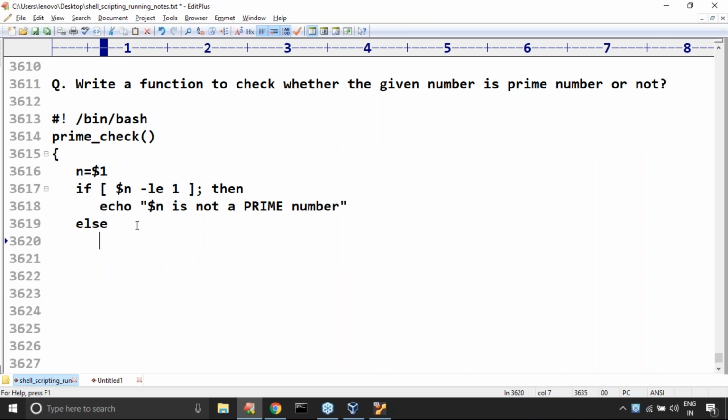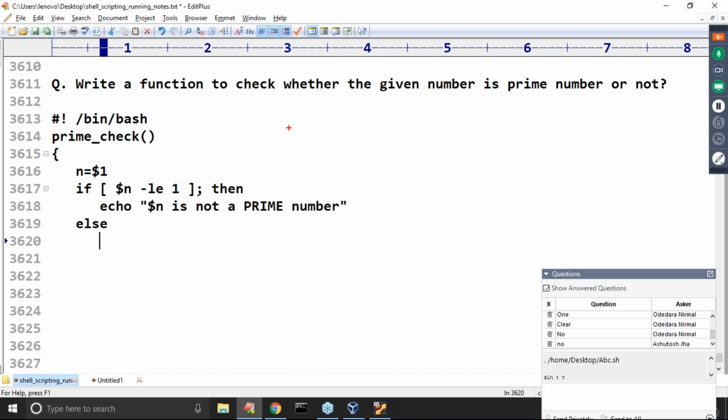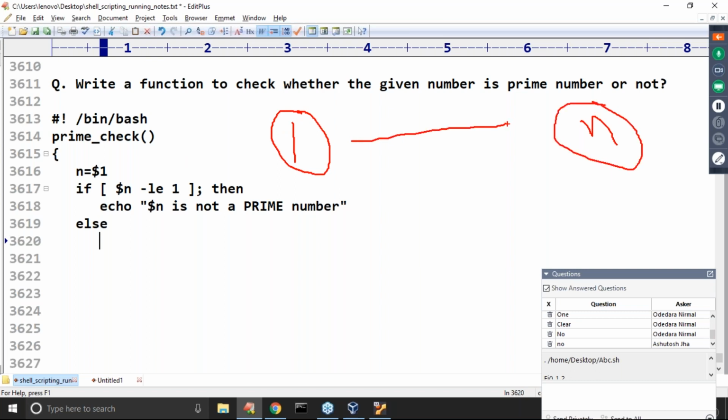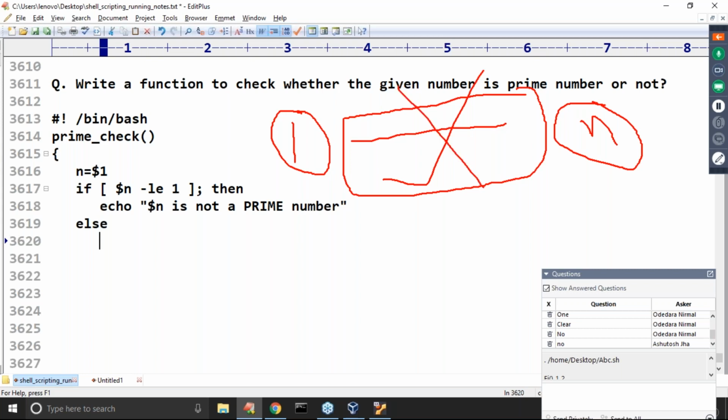Very simple, sir. Just observe: for 1 and the given number, except these two, we should not have any other factors. In the remaining, if any other factor is there, that is a clear indication that it's not a prime number. If you can't find anywhere such a thing, then it is clearly a prime number. Remember this logic very carefully, sir.